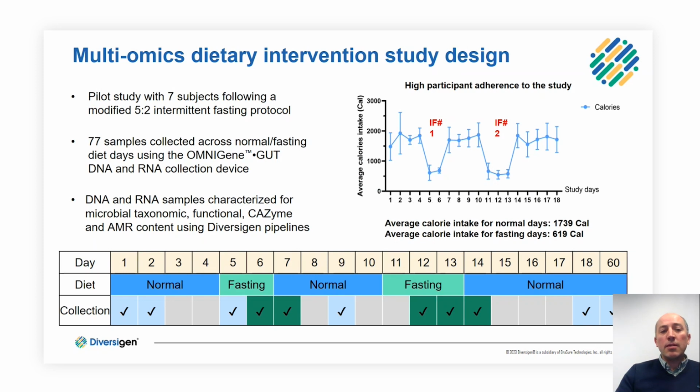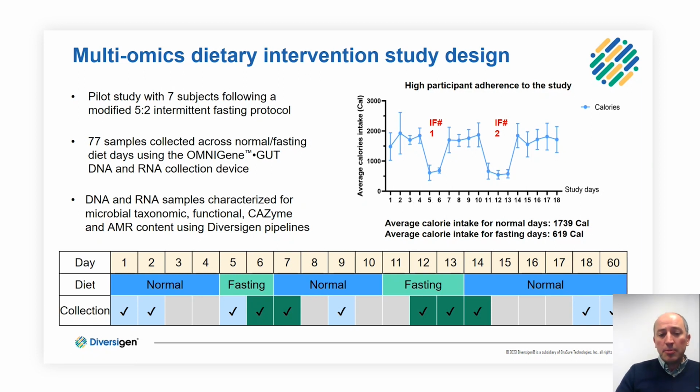So what we did is that we recruited 7 subjects, and we asked those subjects to follow a modified 5-2 intermittent fasting protocol. This was a 2-week study, and every week people were asked to fast for 2 to 3 days. So 5-2 is 5 days of normal diet and 2 days of fasting. The only modification we made was that in week 2, participants were asked to fast for 3 days.